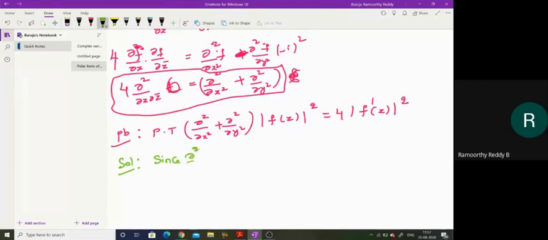Since ∂²/∂x² plus ∂²/∂y² of f is equal to 4 times ∂²/∂z∂z̄, it is clear from the above, right? Then it is compared with this. So your f is nothing but |f(z)|², mod f of z whole square, right? Okay.